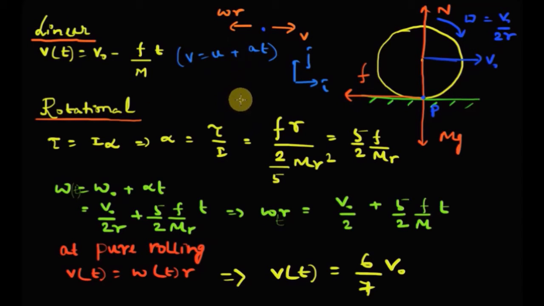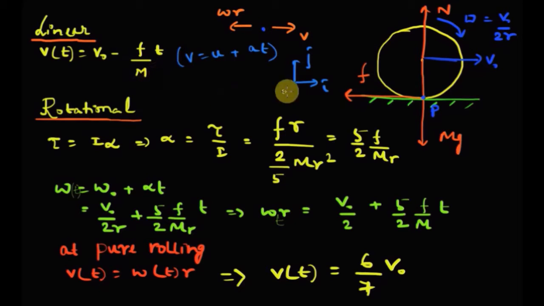Now let's analyze the linear and rotational motion separately. If we focus on the linear motion of this point P, the velocity of point P at any time t will be given by v naught minus f by m t. This is essentially the equation v is equal to u plus at, where u is the initial velocity and a is the acceleration. Here the initial velocity is v naught and the acceleration is minus f by m.